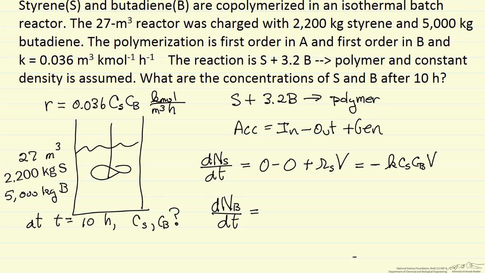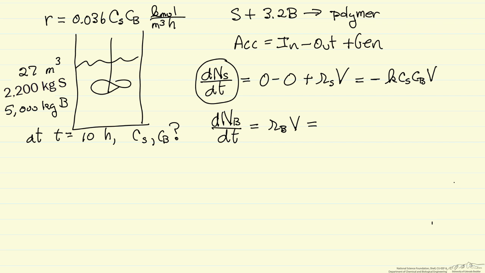Same type of balance, there's no flow of B in and out, so it's rate of B times the volume. So for the mass balance for B, I have to take into account the stoichiometry. So 3.2 for every mole of S that reacts, 3.2 moles of B. Concentration of S, concentration of B times the volume.